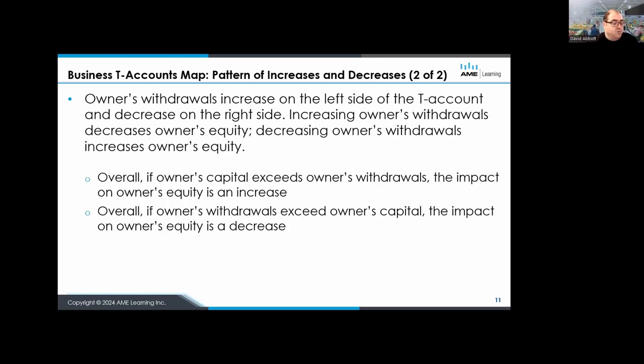Now, owner's withdrawals are going to increase on the left side of the T account and decrease on the right side. Increasing owner's withdrawals decreases owner's equity, and decreasing owner's withdrawals increases owner's equity. Overall, if owner's capital exceeds owner's withdrawals, the impact on owner's capital is an increase. Overall, if owner's withdrawals exceed the owner's capital, then the impact on owner's equity is going to be a decrease.